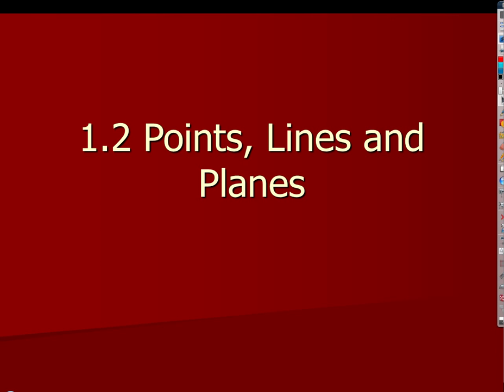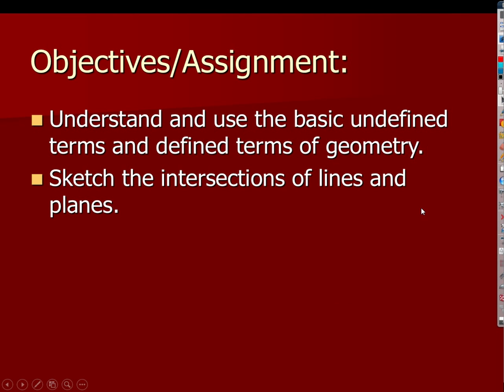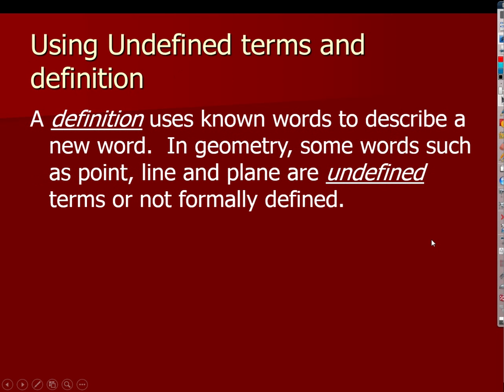Okay, so we left off, remember, on Friday talking about points, lines, and planes. We had kind of a weird discussion, talked about how none of these things really exist, but we all know what they are. We introduced the concept of an undefined term, right? So we know that a definition uses known words to describe a new word. In geometry, we talked about how there's some things that are just so basic, like point, line, and plane, that we can't even formally define them, but we all understand what they mean. And we looked at some examples of that.